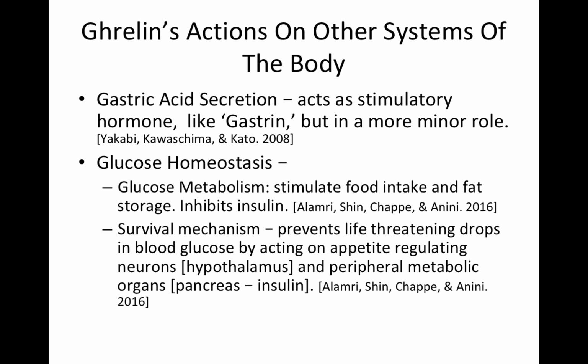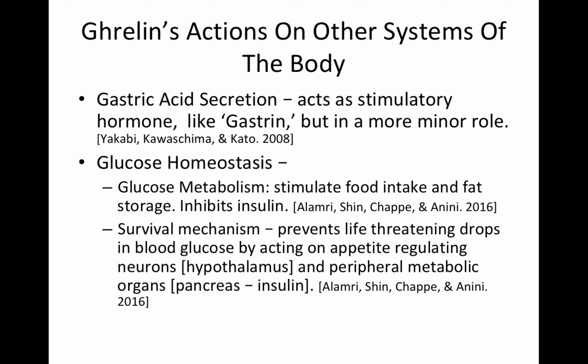So as previously stated, ghrelin has numerous effects on other systems of the body apart from its main role that we have just discussed. To begin with, ghrelin has the ability to affect gastric acid secretion, and it does so in the exact way that gastrin does, gastrin being our main hormone in the body for gastric acid secretion. They stimulate the ECL cells, which in turn release histamine. Histamine then stimulates parietal cells for gastric acid secretion.